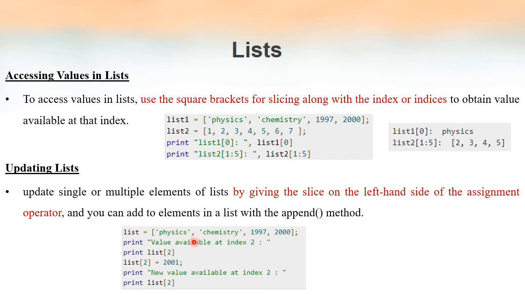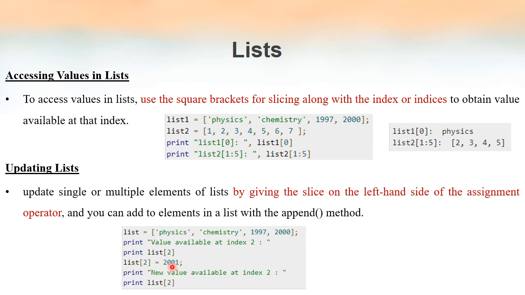As we can see, they are separated by commas. And if you want to access only one element from a list, we can make use of the index number. Say list of 2 will print only one element. And now we are going to modify, or update, the element already existing in the list.